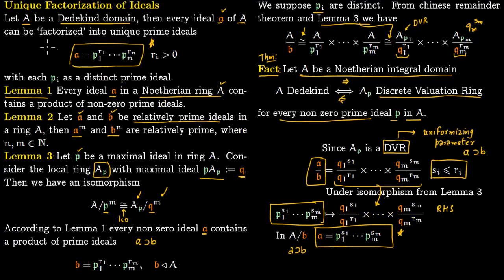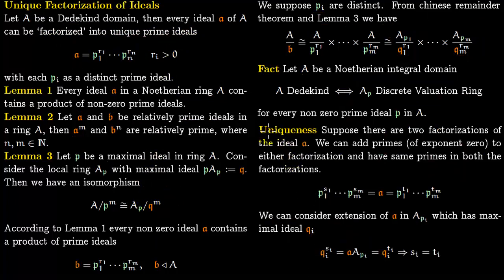We said it can be factorized, but we have to show that it can be factorized into unique prime ideals. So now we talk about uniqueness. Suppose there are two factorizations of this ideal A. You can write it as P1 S1 all the way to PMSM, and also as P1 to the T1 all the way to PMTM. So you can do two such factorizations.